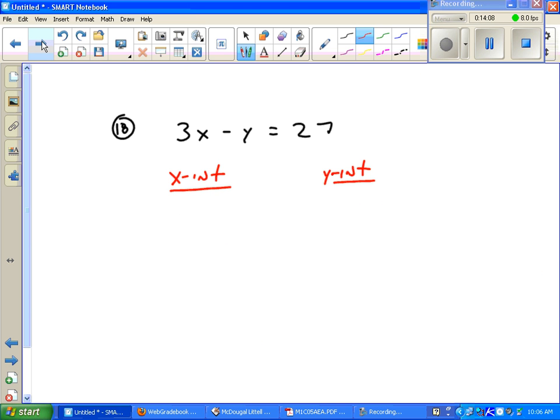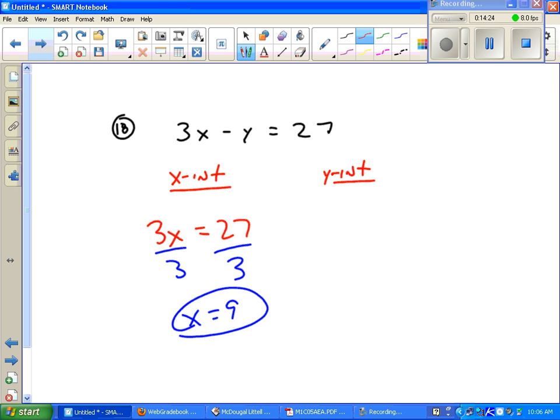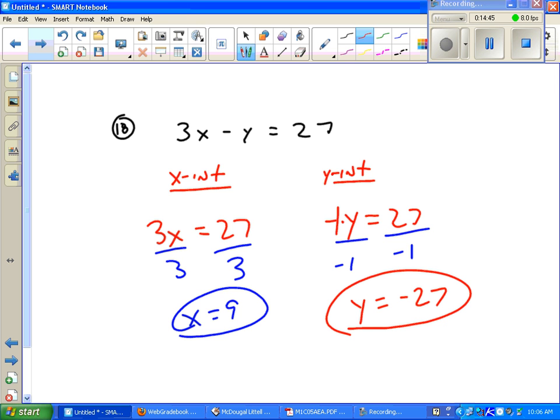Number 18 says 3x minus y equals 27. Again, plug in 0 in place of your y to do your x-intercept. So 3x minus 0 would be 3x equals 27. Divide by 3 on both sides, and x-intercept would be 9. To find your y-intercept, it'd be 3 times 0, which would cancel that part out, so you'd leave you with -y equals 27, or -1 times y. In order to undo that divide by -1, you do it on the left, you got to do it on the right, and 27 divided by -1 is y equals -27. So your x-intercept is 9, your y-intercept is -27.